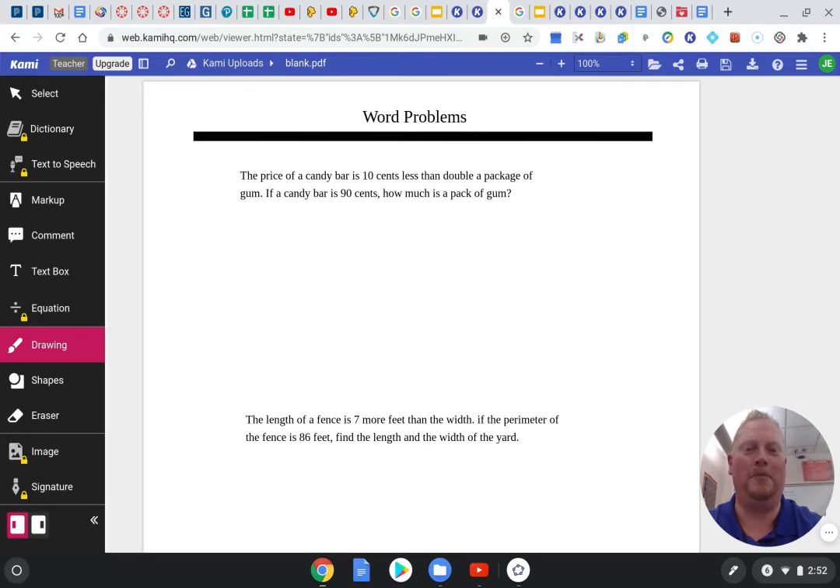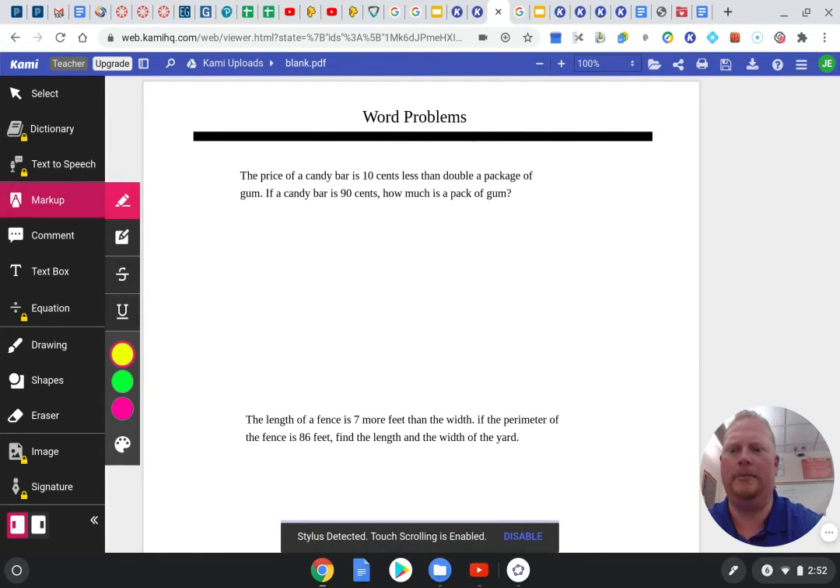All right, last topic, word problems. Everyone's favorite, I know. So let's go ahead and read these word problems and see if we can come up with an equation for them. It says the price of a candy bar is 10 cents less than double a package of gum. If a candy bar is 90 cents, how much is a pack of gum? Well, let's go through and let's highlight some key words there.